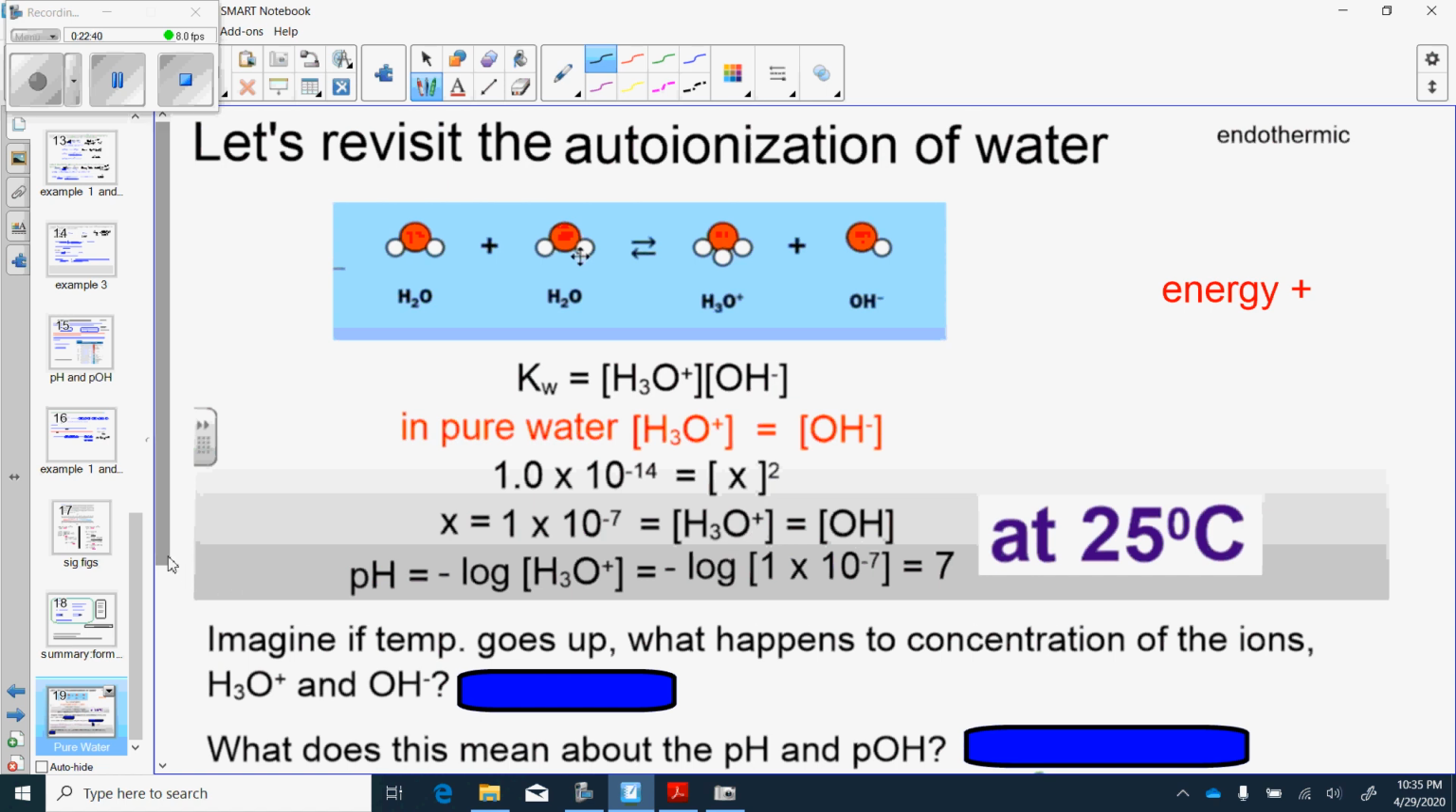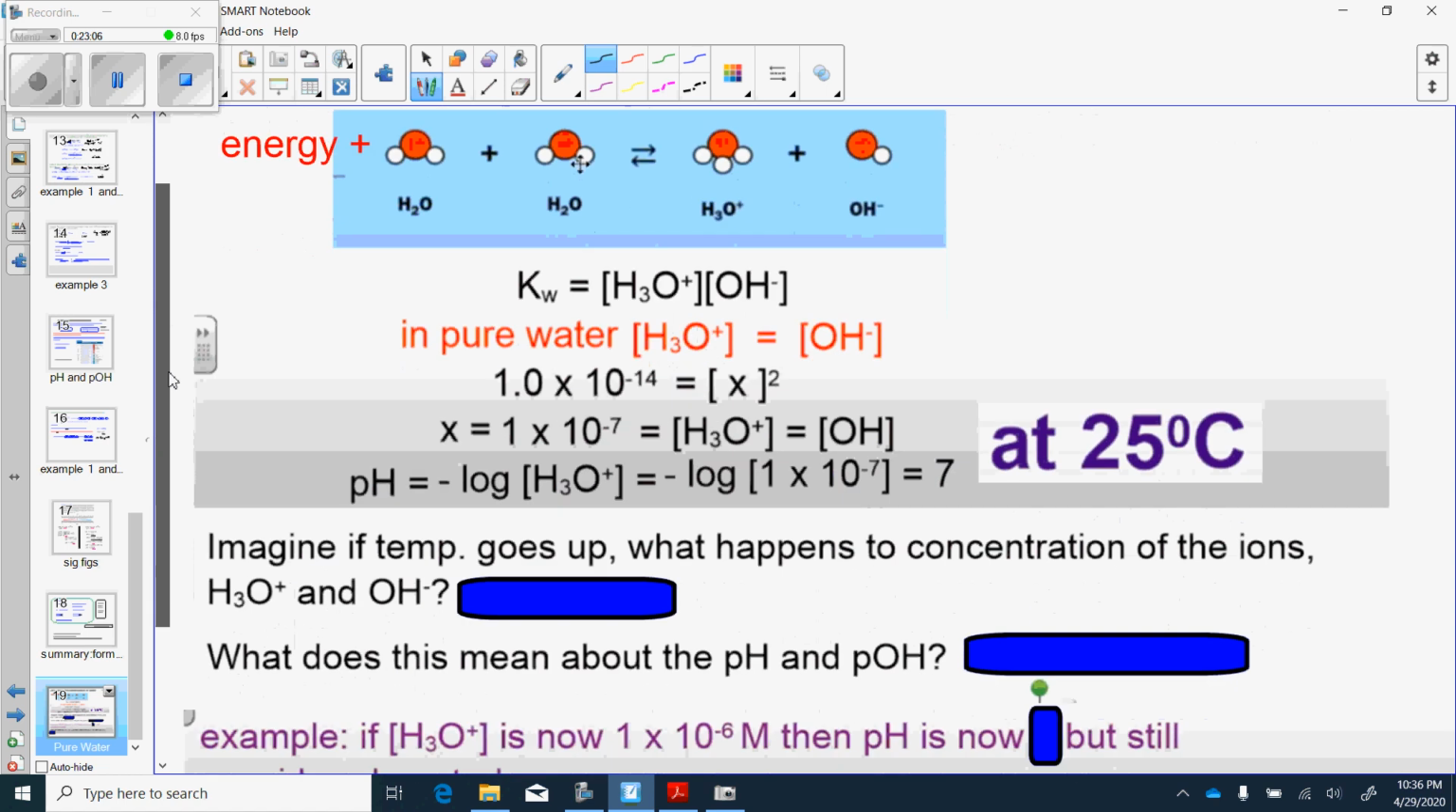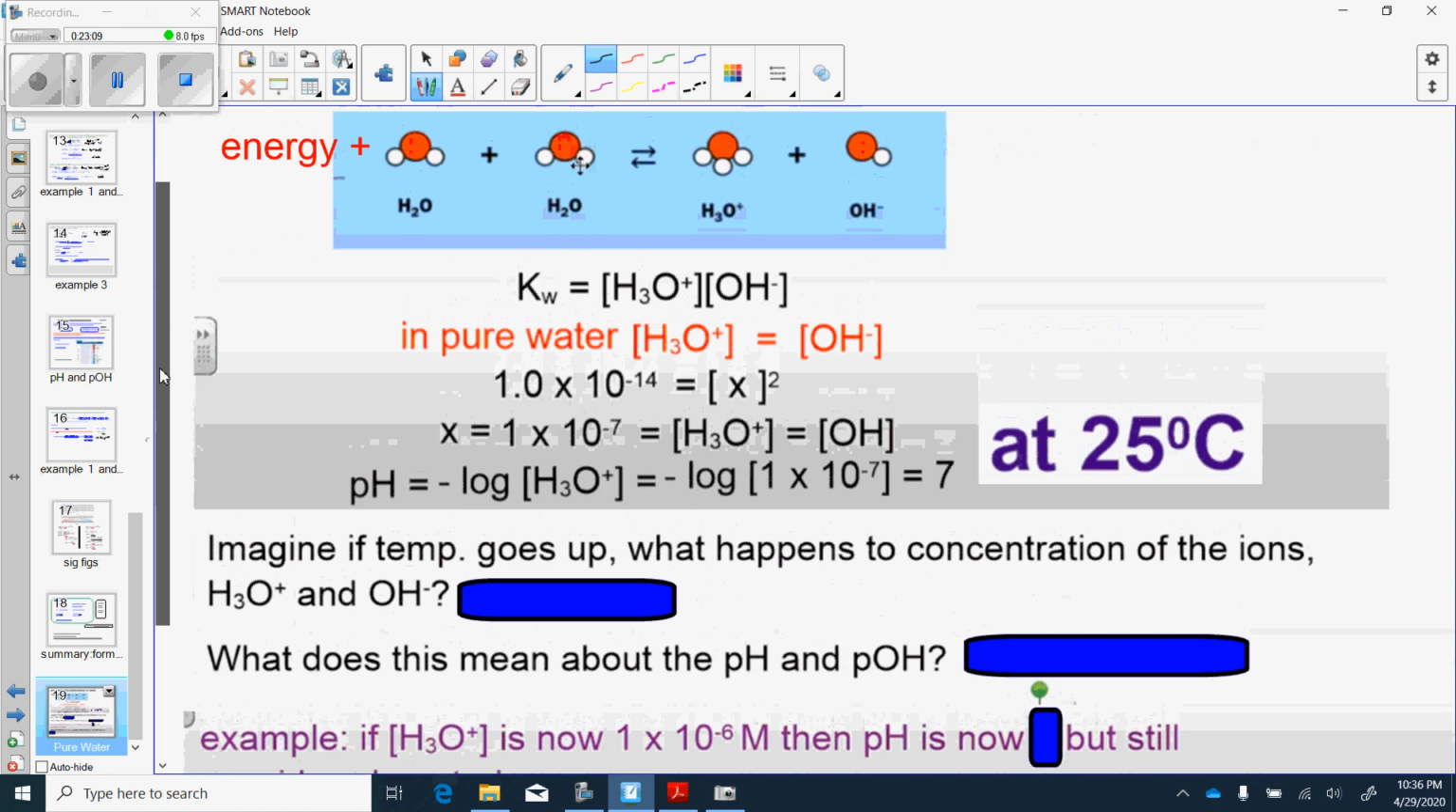But what happens when we change that temperature? This self-ionization is an endothermic reaction. And if you remember from our first unit, if it's an endothermic reaction, we put the energy on the reactant side. If it had been exothermic, we would have put the energy over here, but we put it on the reactant side. So what's that going to do for us?